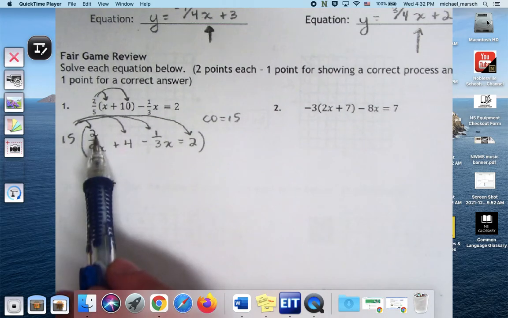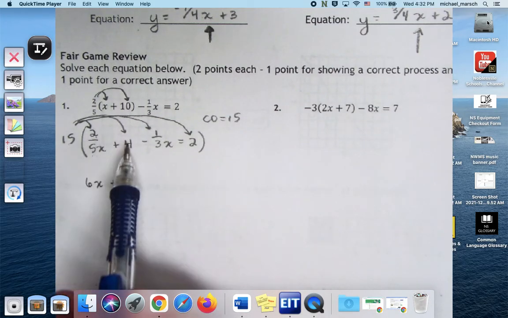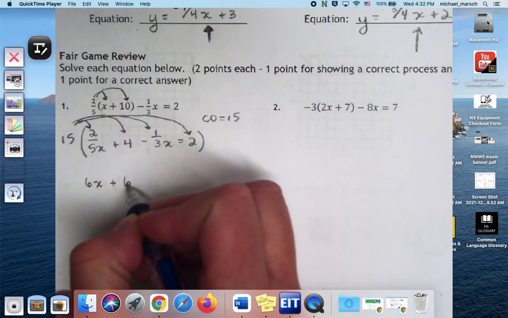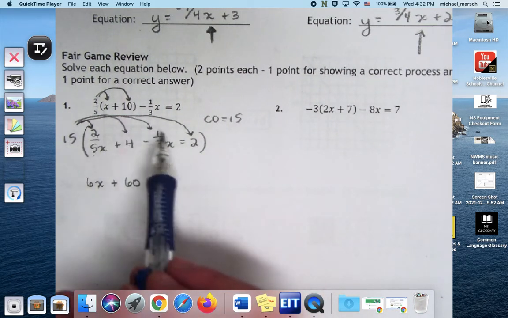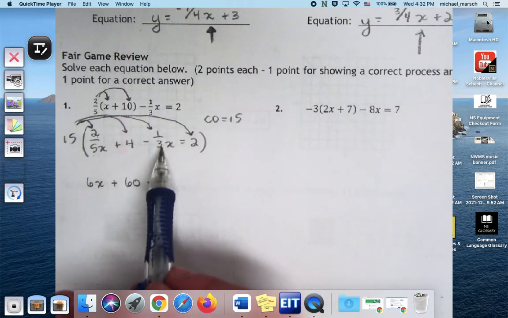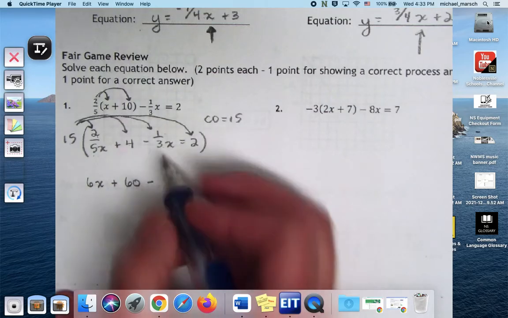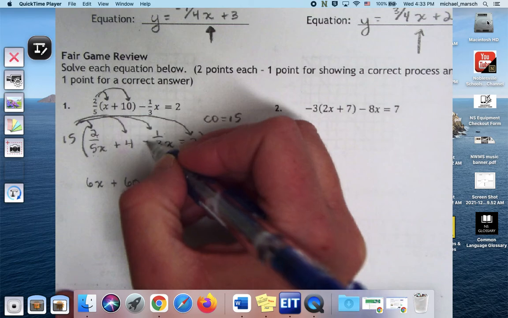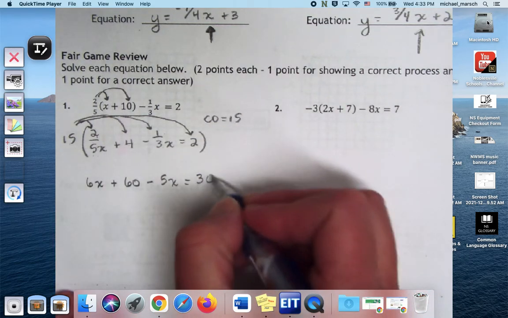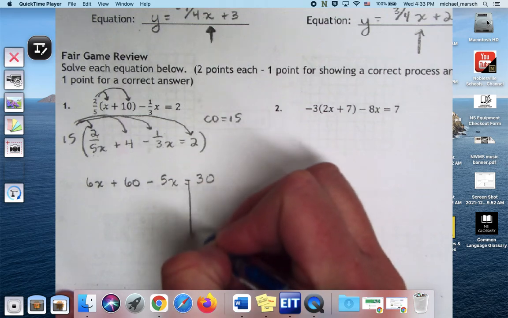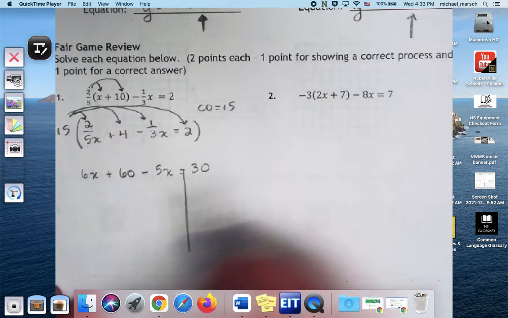Okay, so I did the 15 times 2/5. The 15 times 4 is going to give me 60. And then 15 times 1/3. So 15 times 1 is 15. Divided by 3 is 5. So minus 5x. That minus came from here. And then 15 times 2 is 30. So now I have all the fractions gone and I can just go about my merry way.